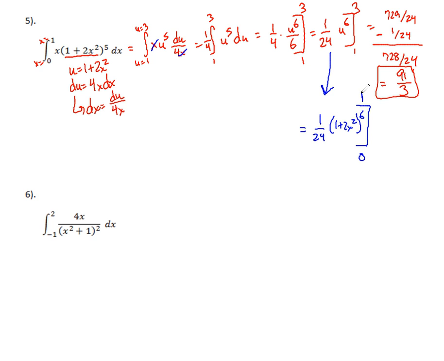Well, guess what? Nothing's going to change here, because if I plug in 1, 1 squared is 1, times 2 is 2, plus 1 is 3. 3 to the 6th is again 729, and then it's divided by, we had that 24 out in front. Same here, if I plug in 0, well, 0 squared, that becomes 0, plus 1 is 1. 1 to the 6th is 1, so again I have 1 over 24. Again, I subtract them, and I'm going to get 728 over 24, or reducing it again to be 91 over 3. So either way, you should get the exact same answer.